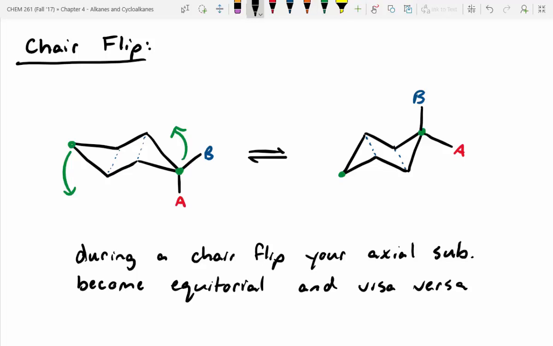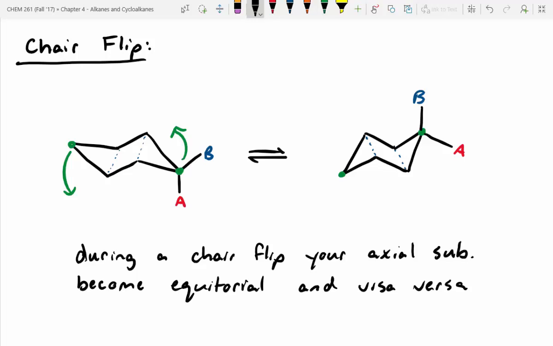Then I'll show you this. Grab 2 carbons on opposite ends. So for example, this one right here is the headrest. Can you see how it's pointed up? The one in my other hand is my footrest. So what I'm going to do is pull my headrest down, and then I'm going to pull my footrest up. And that's a chair flip.